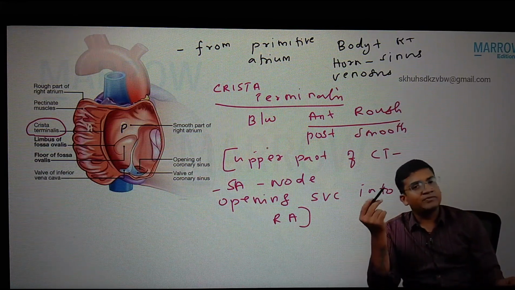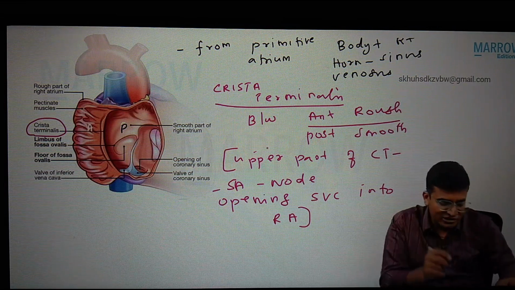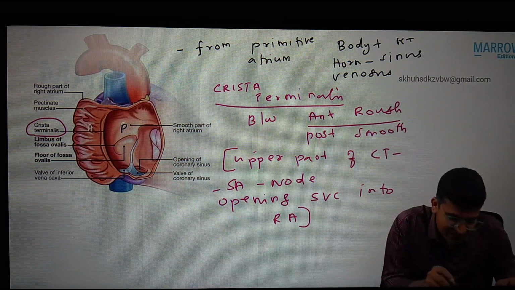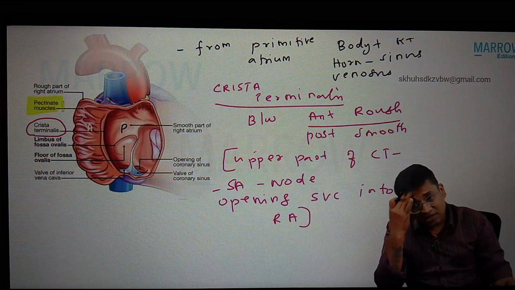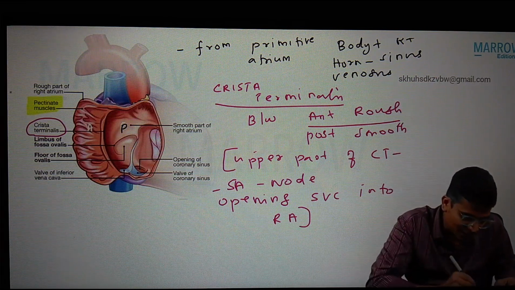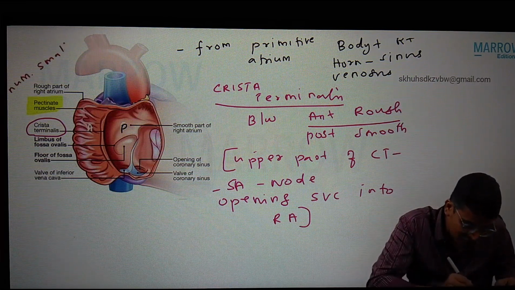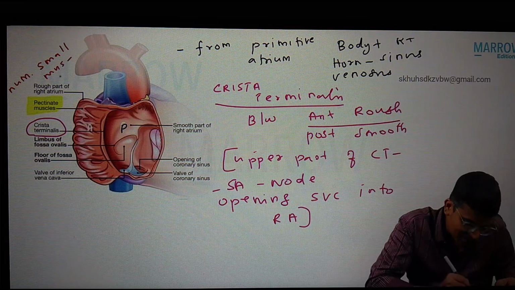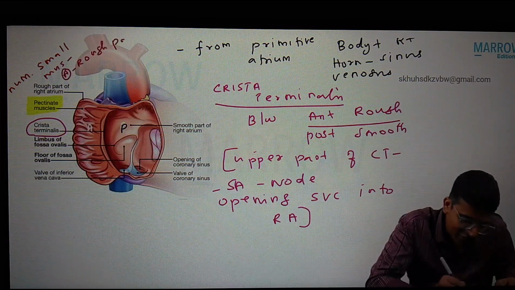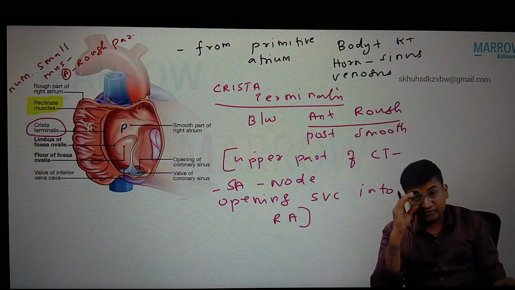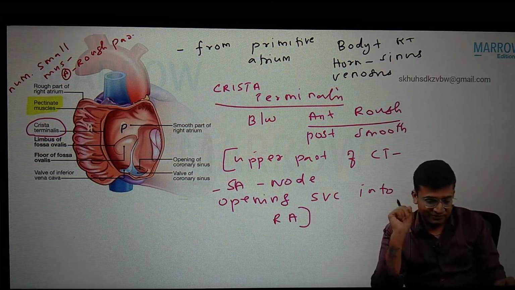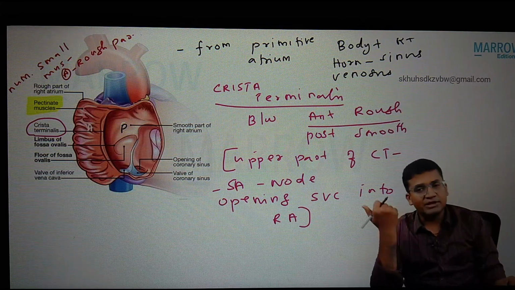Now see the anterior rough part. In the anterior rough part, we see numerous muscles. Now these muscles are called pectinate muscles. So pectinate muscles are present. There are numerous small muscles present in the anterior rough part. Okay, right. Now what about the posterior part?